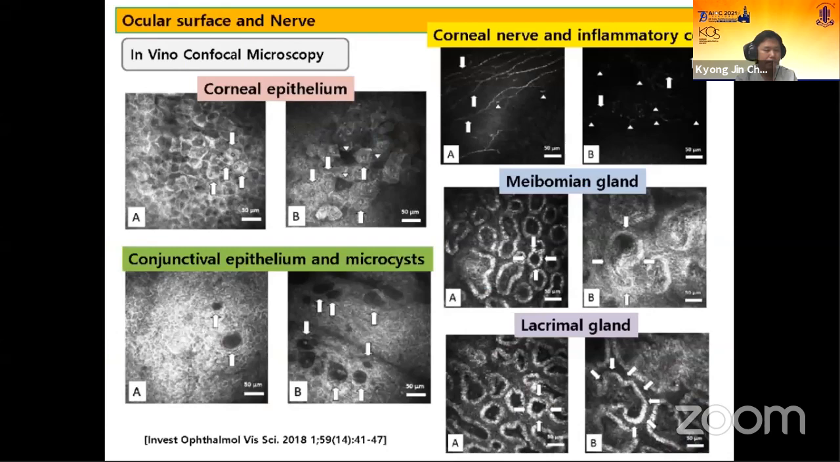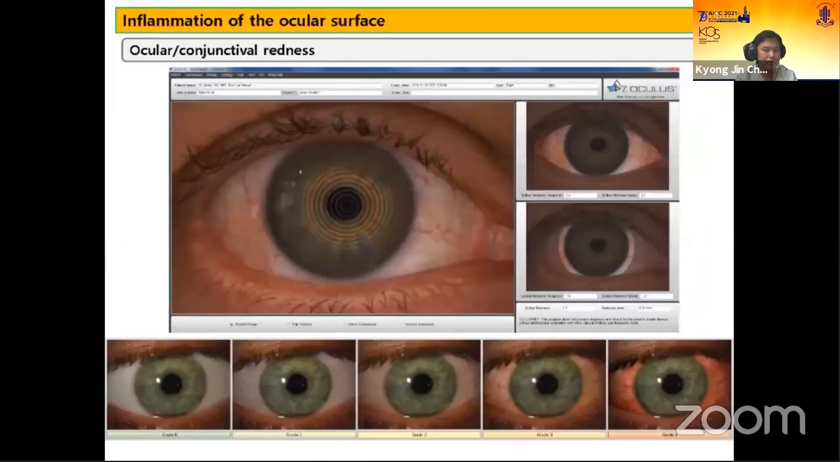Confocal microscopy can be used to image the corneal epithelium and the conjunctival epithelium. Conjunctival injection may also be an important sign in dry eye syndrome.